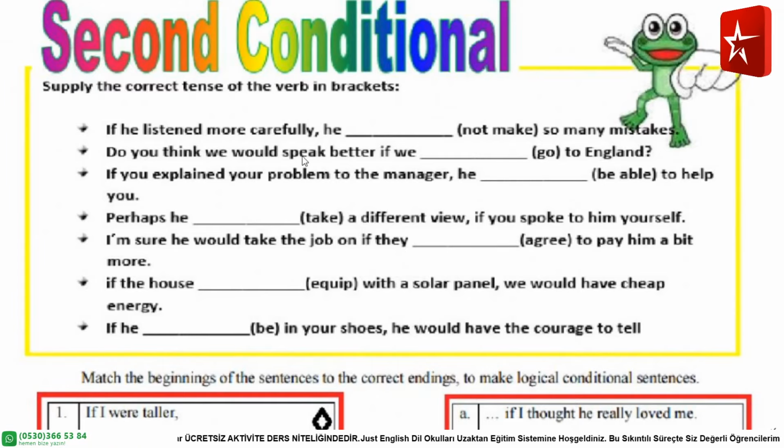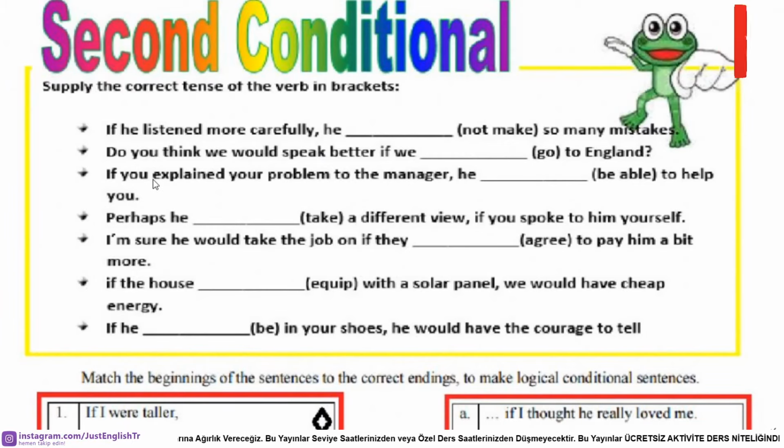Okay, do you think we would speak better if we go to England? Here, as you see, this one is a main clause, we would speak. And if clause, what should we use? Past simple. So go in the past simple is about what? We should change it to went. If we went to England, do you think we would speak better?